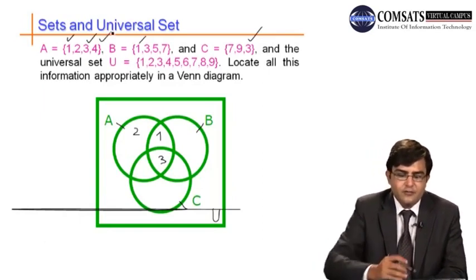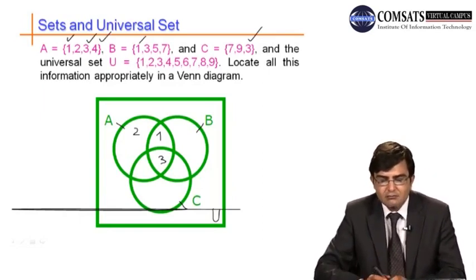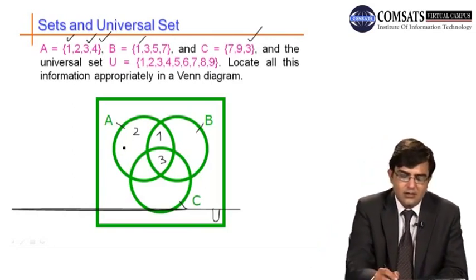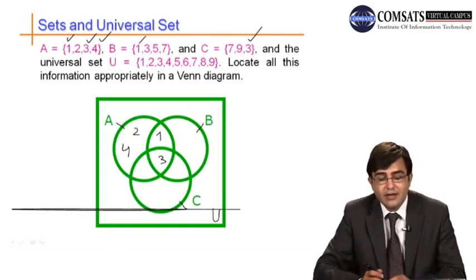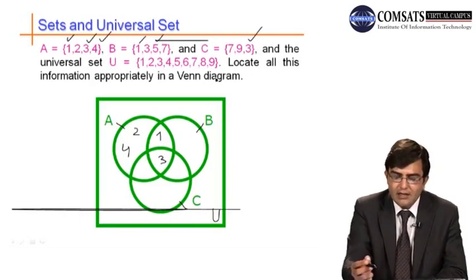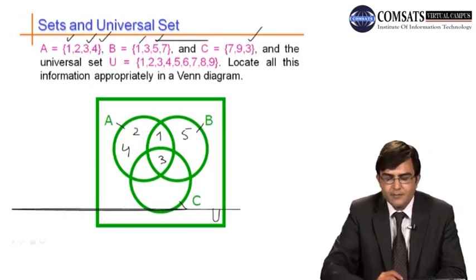Next we have 4. 4 is in A, 4 is not in B and C. So 4 is only in A, so we write 4 here. Next we have 5. 5 is only in B, so 5 will come here.